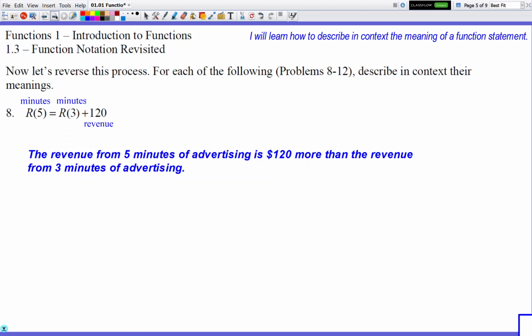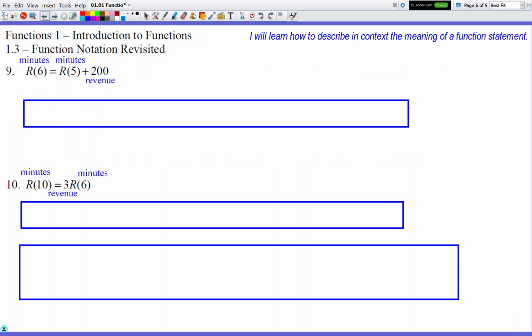All right, so let's look at the next problem. So we see R of 6, so that's the revenue we make, or the money we make when we advertise for 6 minutes. We see R of 5, so that's the money we make when we advertise for 5 minutes. And we see a number outside the parentheses, so that means it's a dollar value. And that's going to be our balancing number.